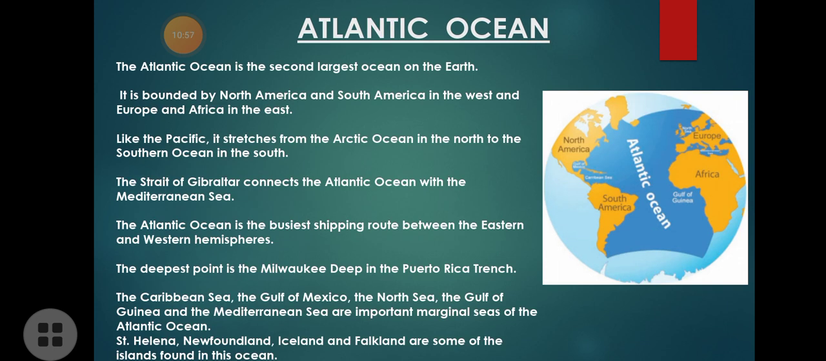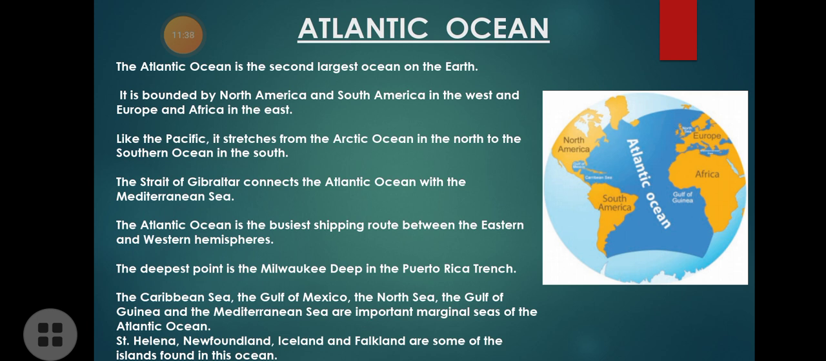So the next ocean is the Atlantic Ocean. It is the second largest ocean on the earth next to the Pacific Ocean. Look at the boundaries of the Atlantic Ocean. It is bounded by North America in the west, isn't it? South America also in the west. So North and South America in the west, and Europe and Africa in the east, and the Arctic Ocean in the north and the Southern Ocean in the south.